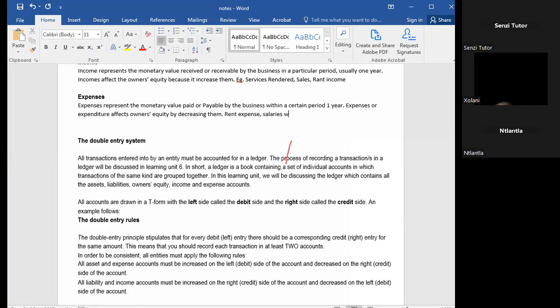Expenses. Salaries and wages. We need people to work for us, inside of our businesses. Therefore, those people need to be paid at the end of the month. Therefore, these salaries and wages will be called expenses because there is an outflow of money because of them.